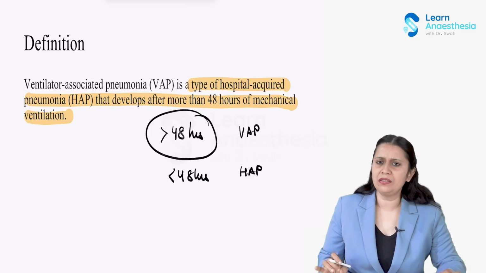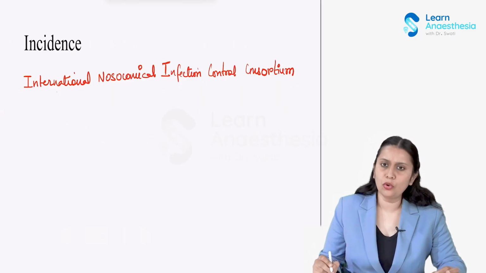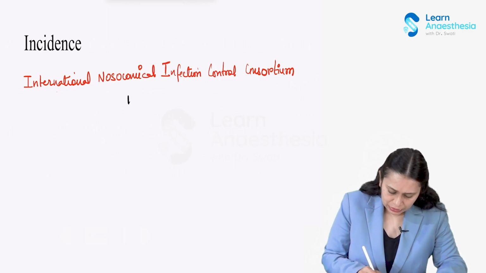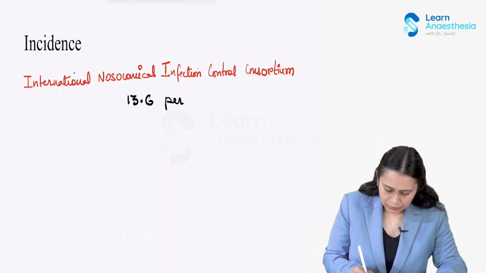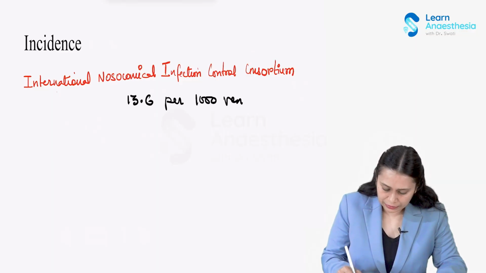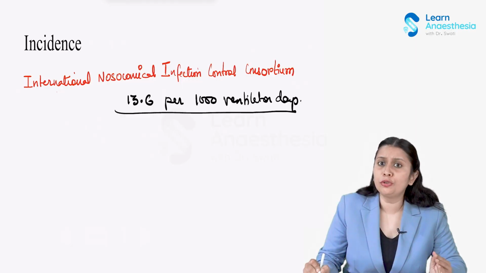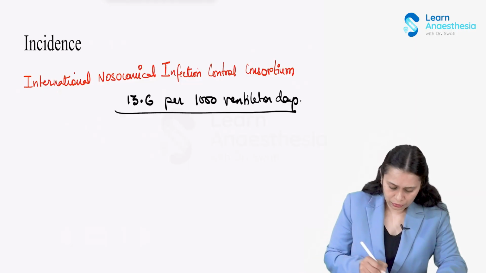Okay, so what is the incidence of VAP? The International Nosocomial Infection Control Consortium reports that the incidence of VAP is 13.6 per 1000 ventilator days. So the overall rate is 13.6 per 1000 ventilator days. Now the incidence of VAP varies according to the patient group, according to the risk factors associated, and according to the hospital setup.